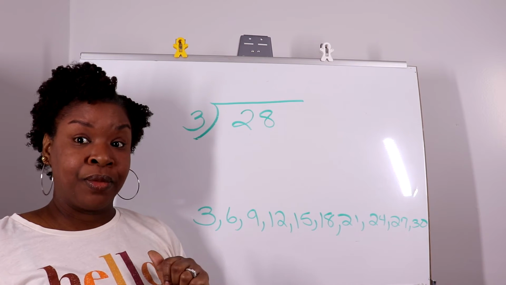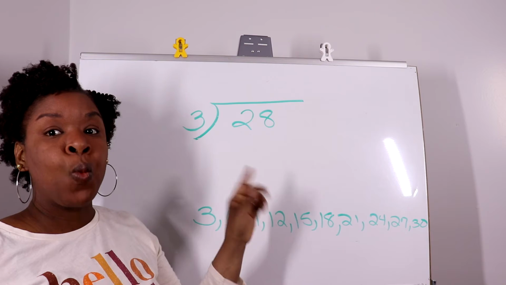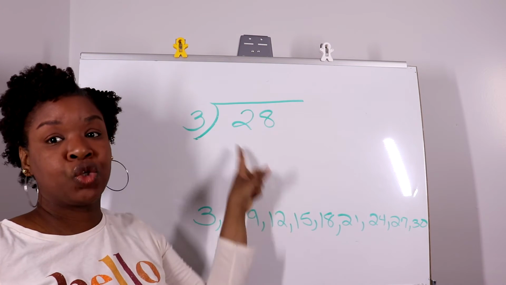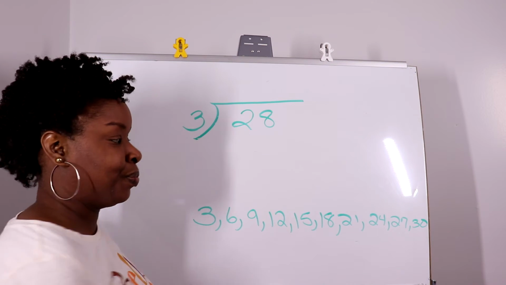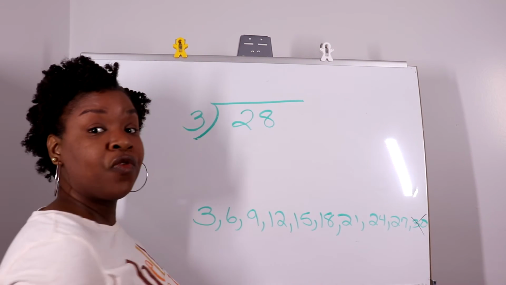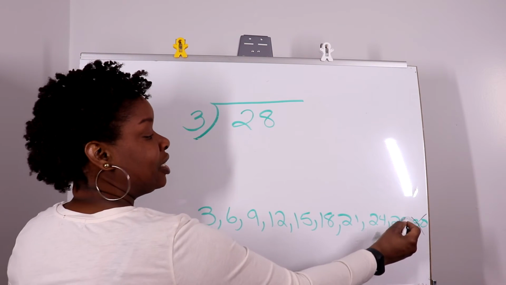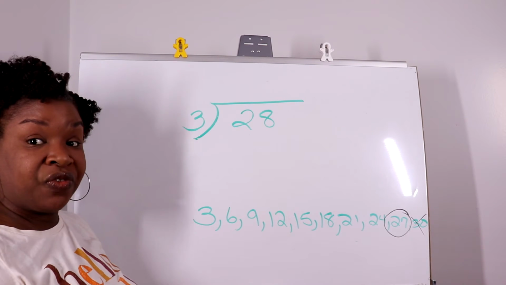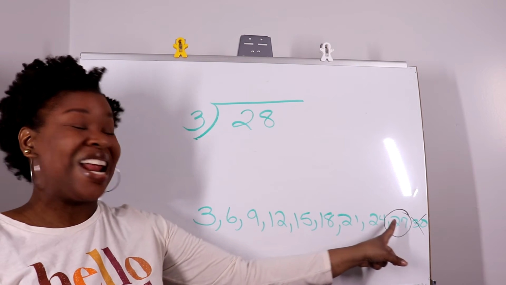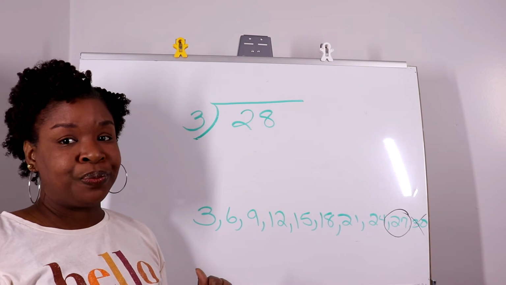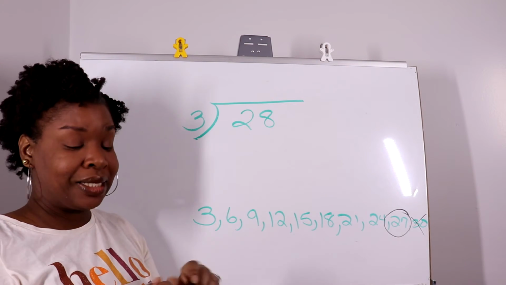No, we did not. But what we're going to do is find out how many times 3 can go into 28 without going over the number 28. So that means we will not use what number? 30, because it went over 28. So now, that means we're going to use 27. So let's figure out how many times. 1, 2, 3, 4, 5, 6, 7, 8, 9. So it's 9 times. So 3 goes into 28 9 times.